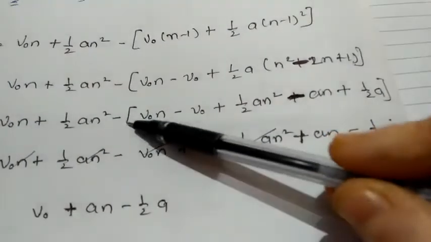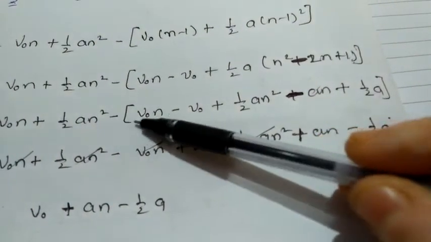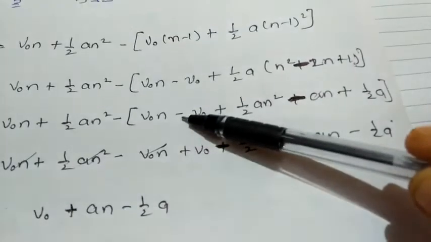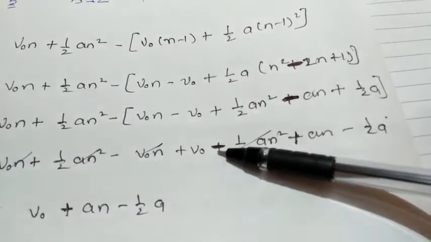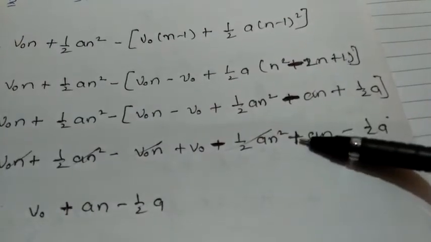Then when we have opened this bracket, in front of it a minus sign is there. So that's why all the signs inside the bracket will change. All the negative signs will become positive and all the positive signs will become negative. Okay, and this negative becomes positive.